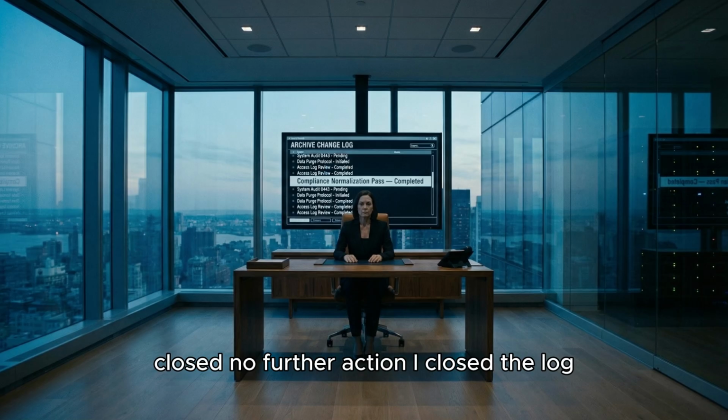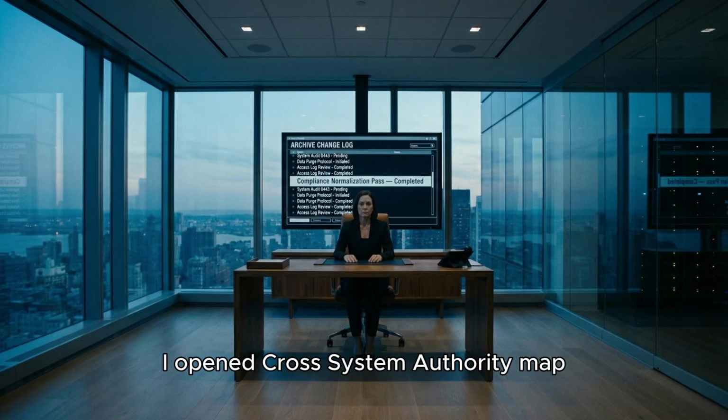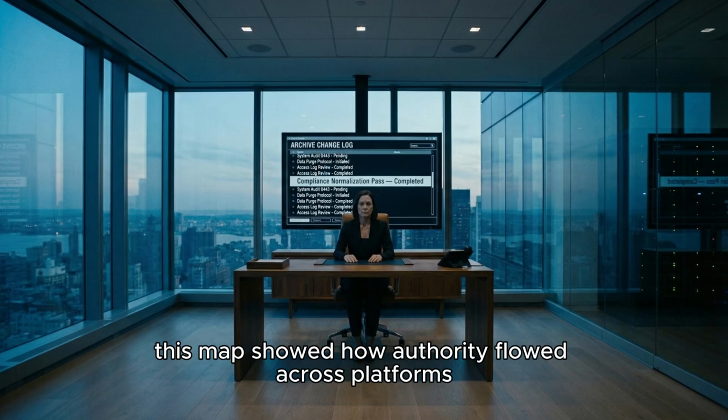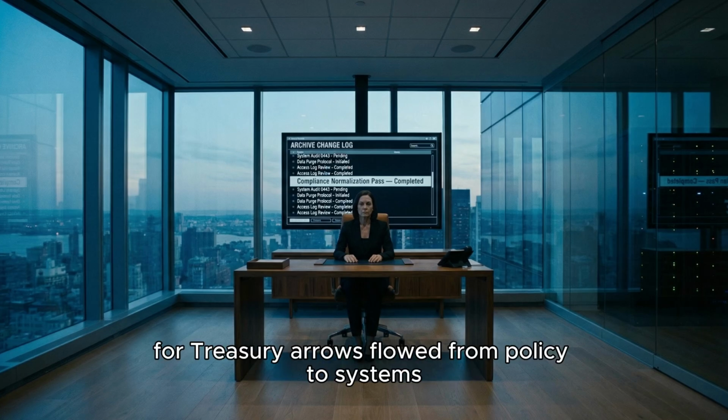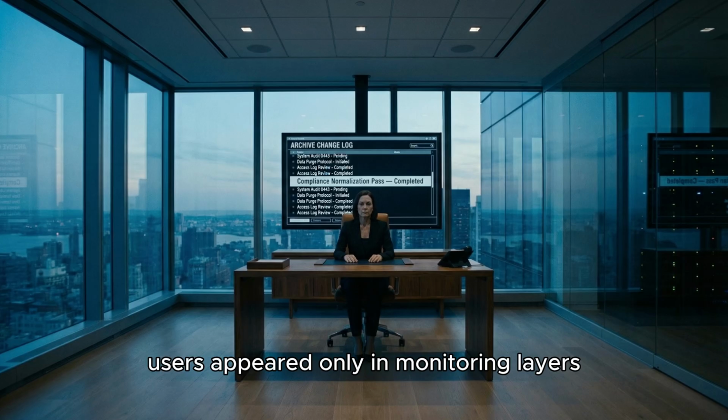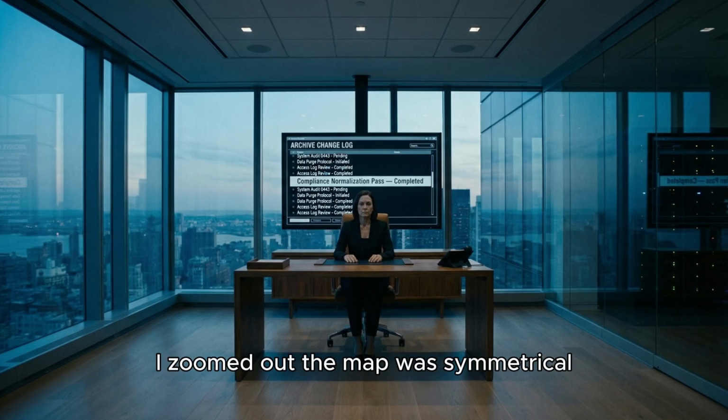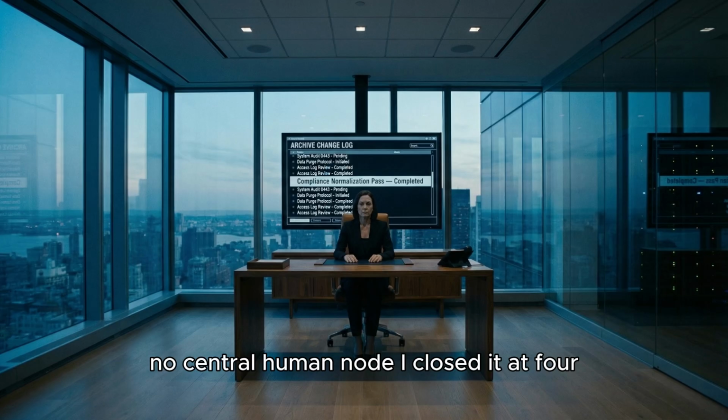I closed the log. At 3:58 p.m., I opened Cross-System Authority Map. This map showed how authority flowed across platforms. For vendor payments, arrows flowed from users to systems. For Treasury, arrows flowed from policy to systems. Users appeared only in monitoring layers. I zoomed out. The map was symmetrical. No central human node. I closed it.